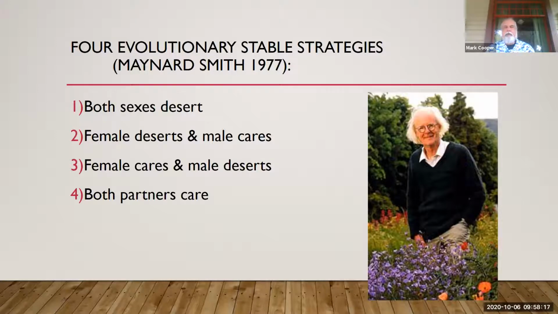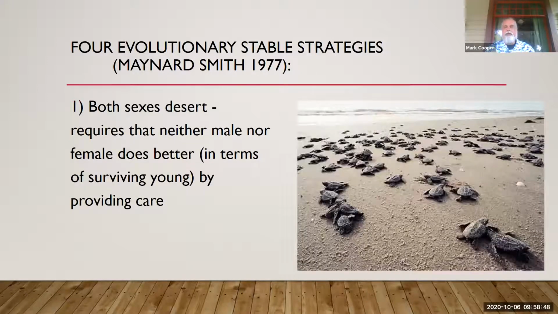So he looks at all four possibilities really: where both parents desert and just leave the kids by themselves, females desert and the male does the care, the female cares and the male deserts, and then of course the last one is both partners care. And I don't mean care as in, oh, I feel good for you, but I'm still leaving. I mean that they stay and they actually care for the children.